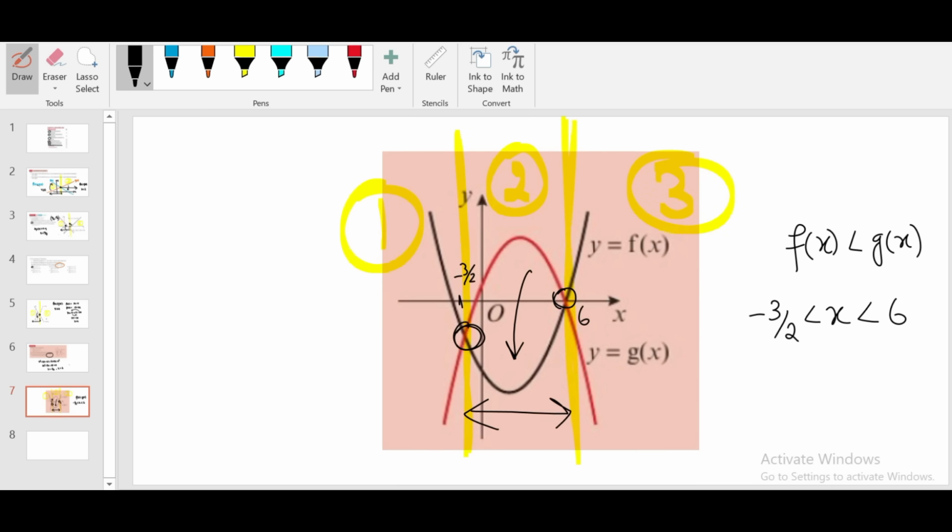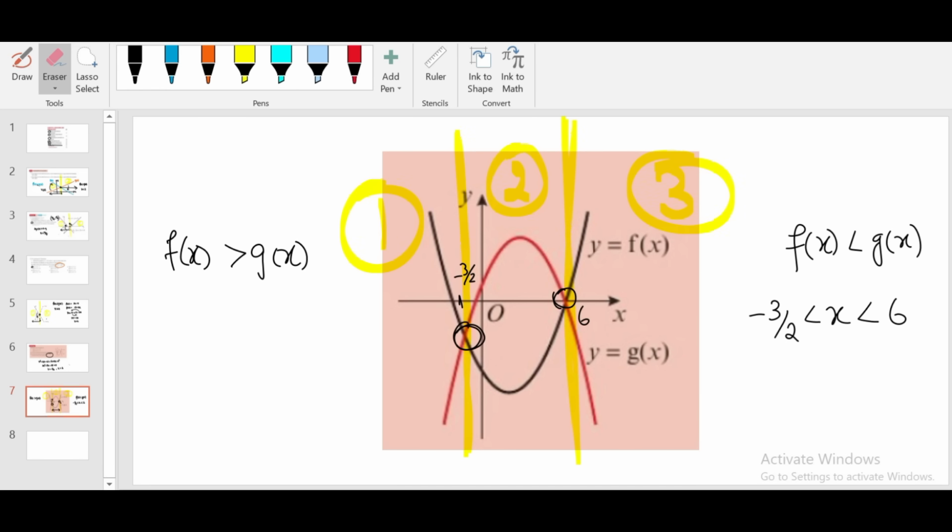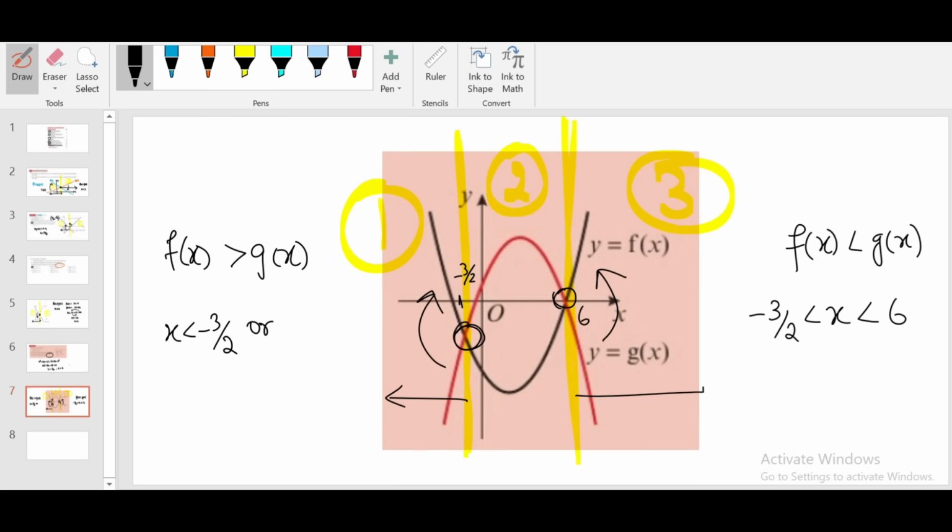That's the solution. But what if they want you to solve f of x is greater than g of x? In that case, the graph f of x should be above g of x. So you need to find the region where f of x is above g of x. In region 1, the f of x is above the black graph. In region 3 also. So here the x value is x is less than negative 3 over 2, or here x is greater than 6. That's the solution. We are talking about 2 disconnected pieces. So the solution will be 2 disconnected values. That's how we solve this.